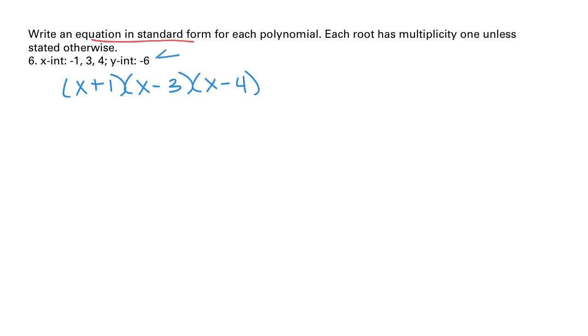If the y-intercept is negative 6, that means it goes through the point (0, negative 6). So I'm just writing the y-intercept as a coordinate. And then like the last problem, we need to plug in that point so that we can figure out what this a value is. So I'm plugging in negative 6 for y, 0 for x, so we can solve for a.